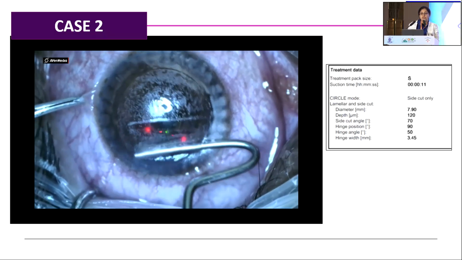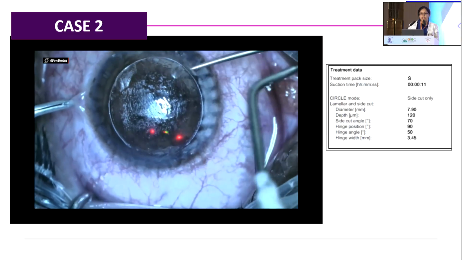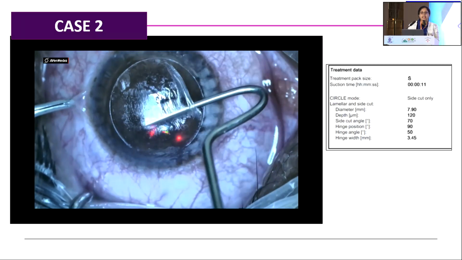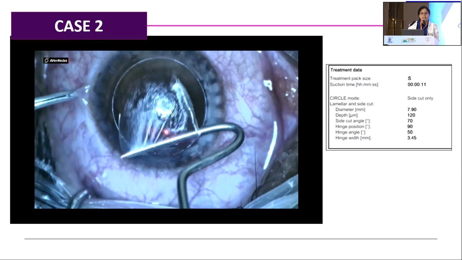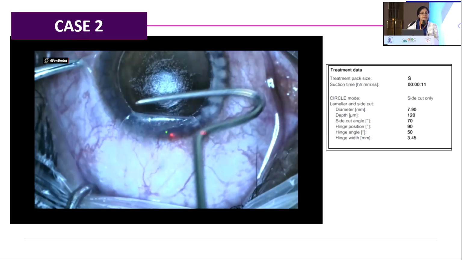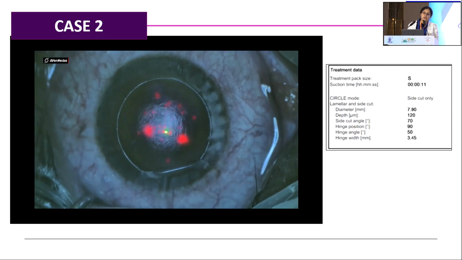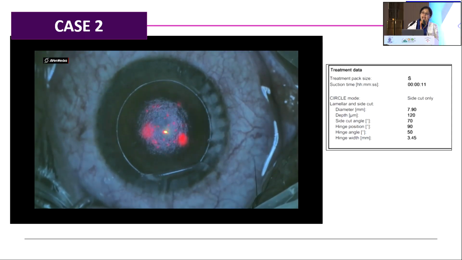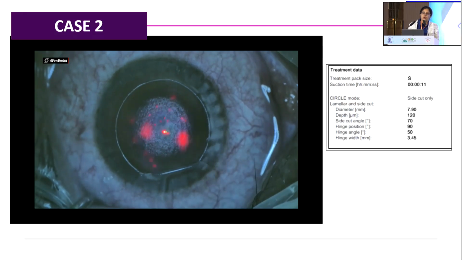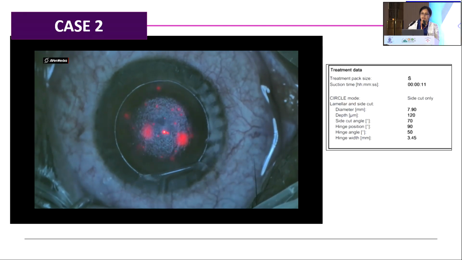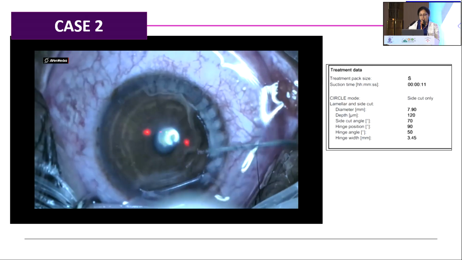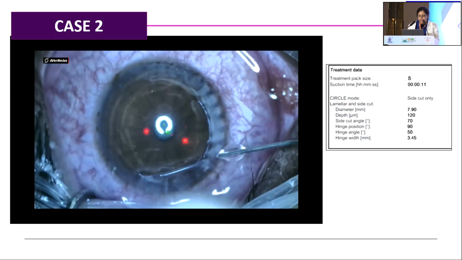Same happens when you have suction loss just towards the end of a SMILE procedure and only the side cut is left to be created. At that time, sometimes the rescue mode of SMILE does not work. You cannot restart from there. And then also you can use circle pattern A and create a side cut instead of the whole circumferential side cut. Just select a 2 mm incision and you can create a side cut in that case as well.